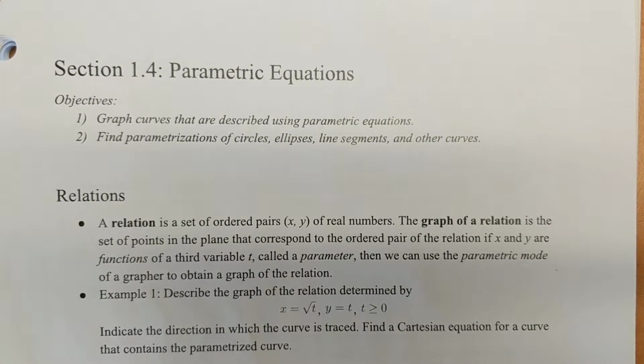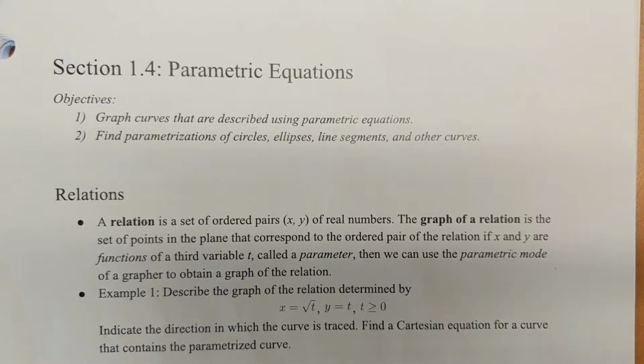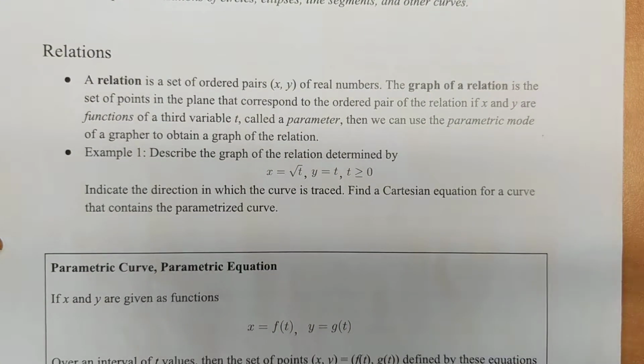So here we have section 1.4, parametric equations. So there's our objectives. So a couple definitions. A relation is a set of ordered pairs (x, y) of real numbers. The graph then is the set of the points in the plane that correspond to the ordered pairs (x, y), where x and y are functions of a third variable t, called a parameter. Then we can use parametric mode of a grapher to obtain the graph of the function.